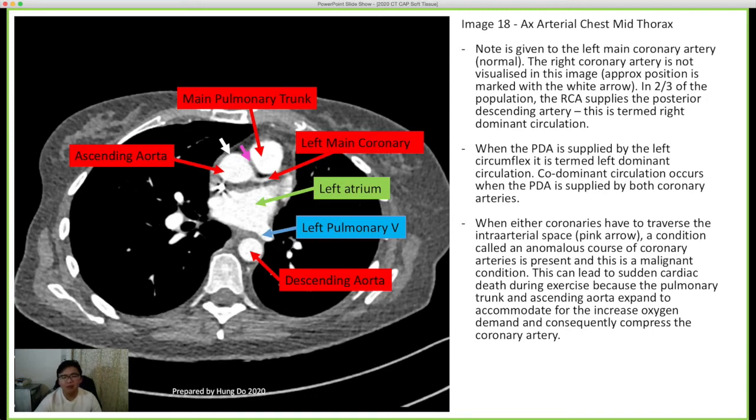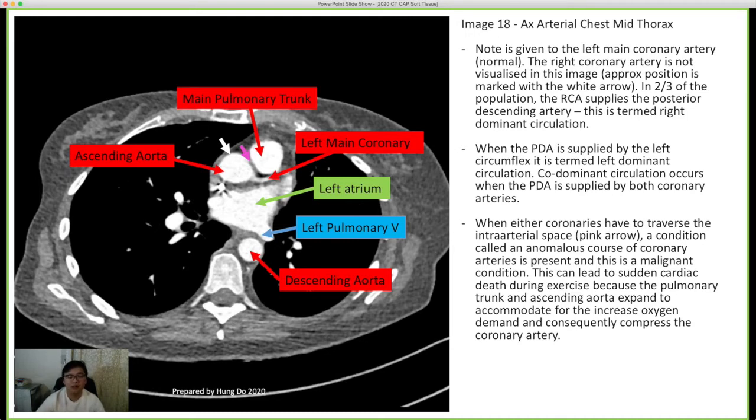The pink arrow points to a location. If your left or right main coronary artery goes through that particular space, it's called an anomalous path. And what that means is if you do a lot of exercise, your pulmonary trunk or your ascending aorta may enlarge to accommodate for the higher demand or need for oxygen and blood to the systemic circulation, and it actually may compress one of your coronaries if it's sitting in that groove.